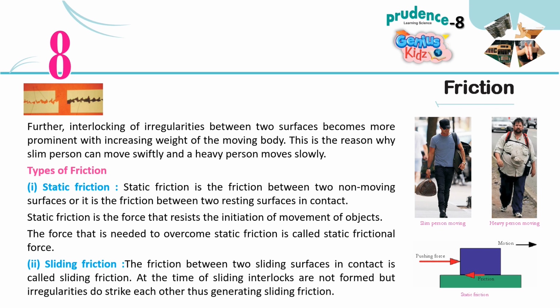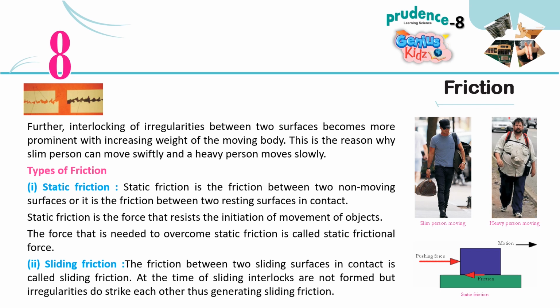Further, interlocking of irregularities between two surfaces becomes more prominent with increasing weight of the moving body. This is the reason why a slim person can move swiftly and a heavy person moves slowly. Types of friction. 1. Static friction. Static friction is the friction between two non-moving surfaces, or it is the friction between two resting surfaces in contact. Static friction is the force that resists the initiation of movement of objects. The force that is needed to overcome static friction is called static frictional force.